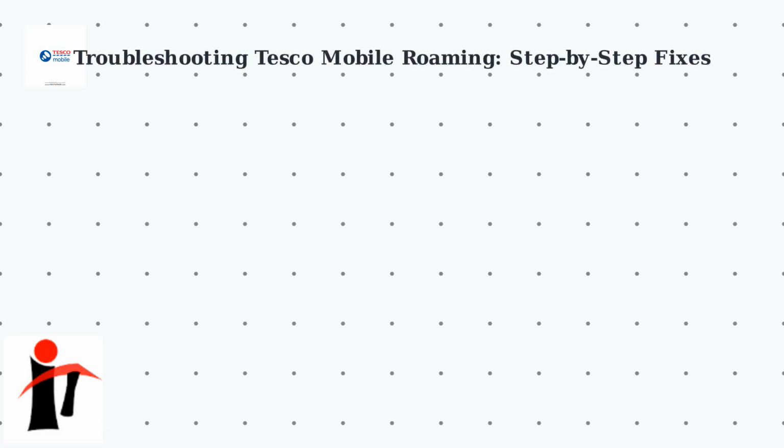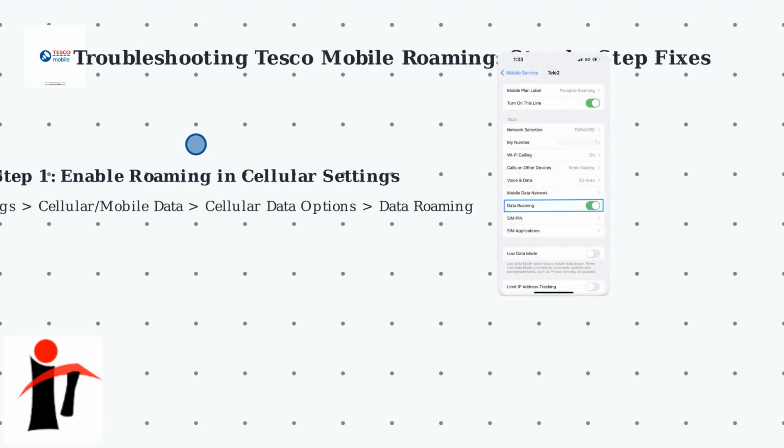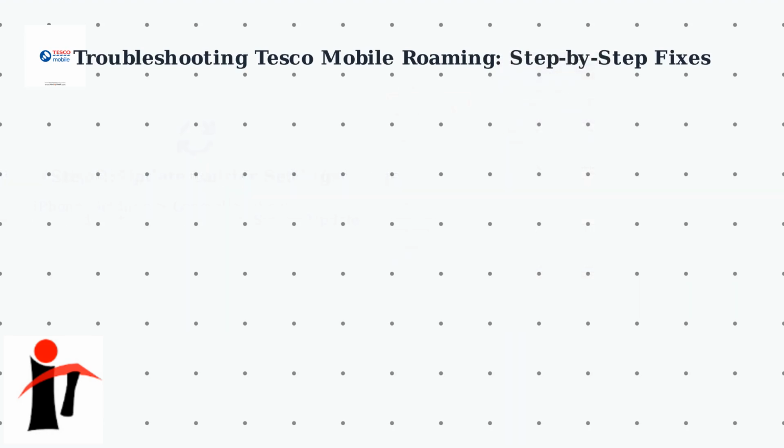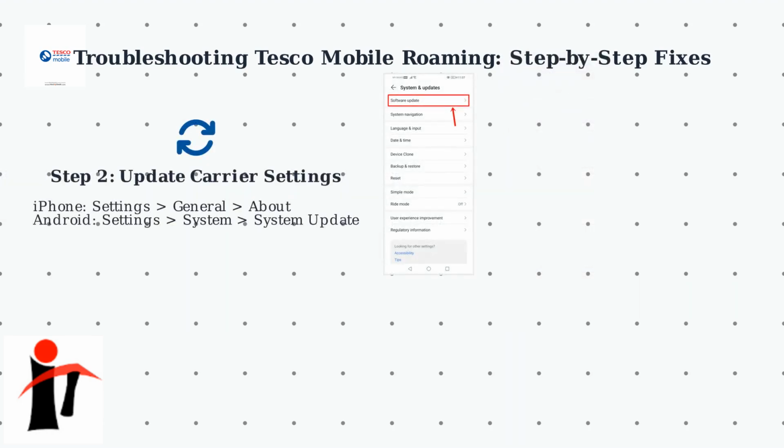To fix Tesco Mobile roaming issues, start by enabling roaming in your phone's cellular settings. This allows your device to connect to foreign networks when traveling abroad. Next, update your carrier settings to ensure you have the latest network profiles. On iPhone, go to Settings, General, then About. On Android, navigate to Settings, System, then System Update.